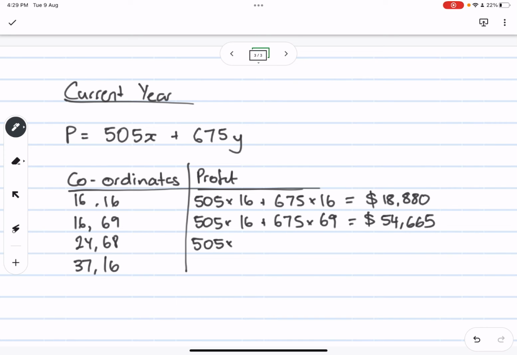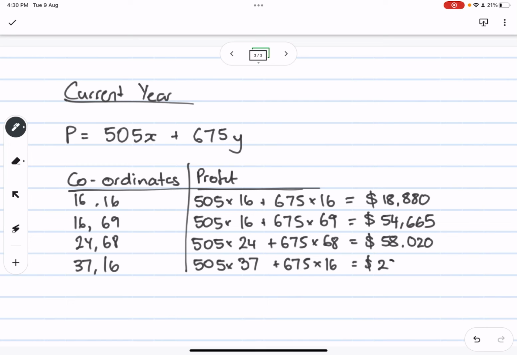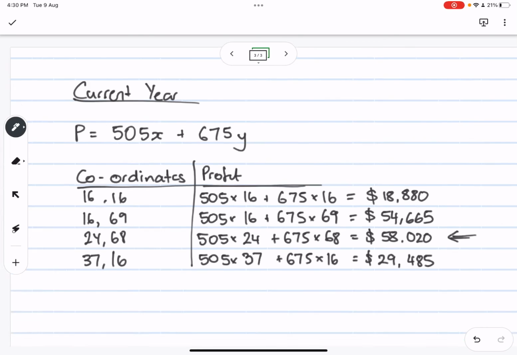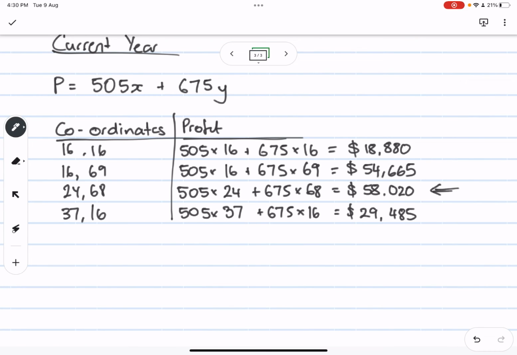Next one is 505 times 24 plus 675 times 68, which gives us a profit of $58,020. And 37,16, 505 times 37 plus 675 times 16 gives us a profit of 29,485. So looking at that, which one gives us the most profit? It's this one. So we're writing this report for Dan, so we want to put it nicely in context.